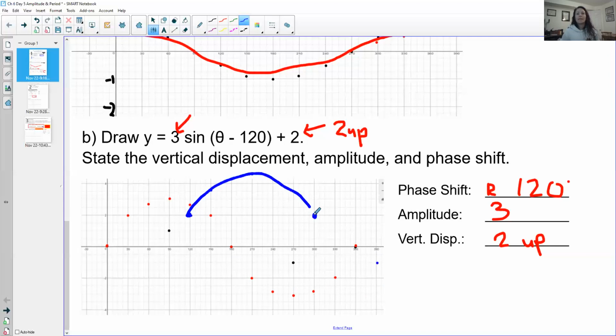Okay. And I will draw my nice, lovely curve. There's my min, and it'll continue upwards. Okay, yes, you can continue this down because it is a periodic function, and you can follow the pattern all the way to the other side. Let me just put a little arrow on this because our graph would continue, and that is your sine curve that has been moved over 120 degrees and up 2 units.